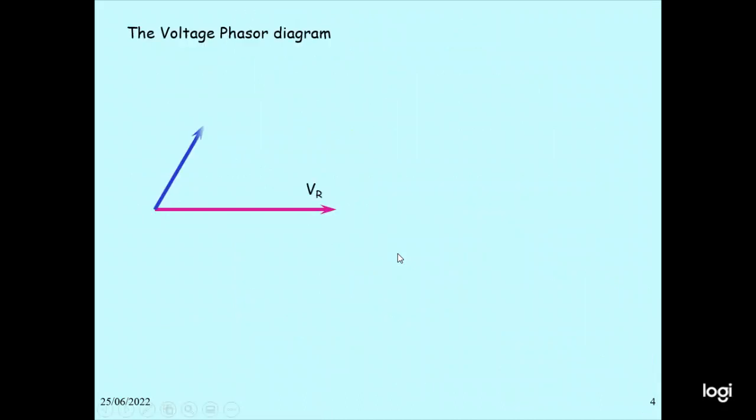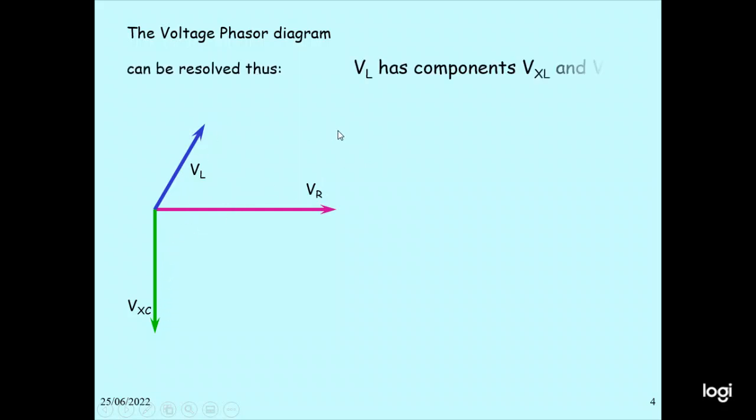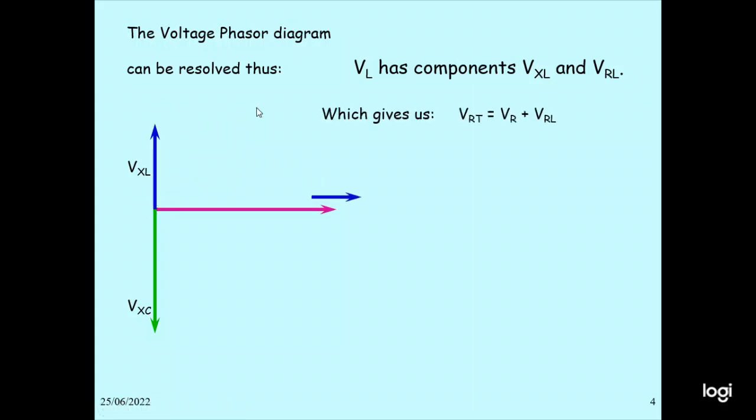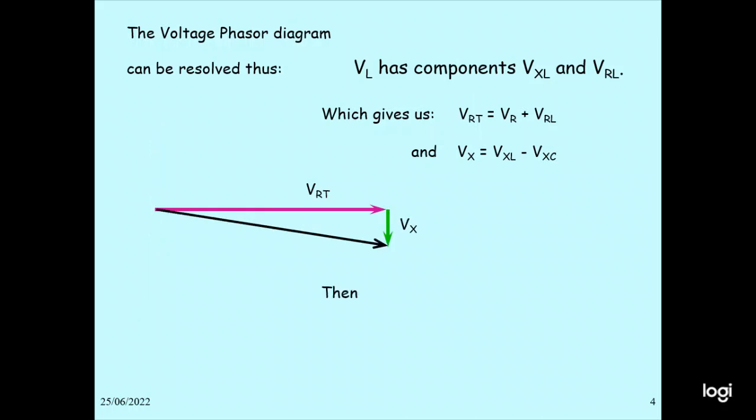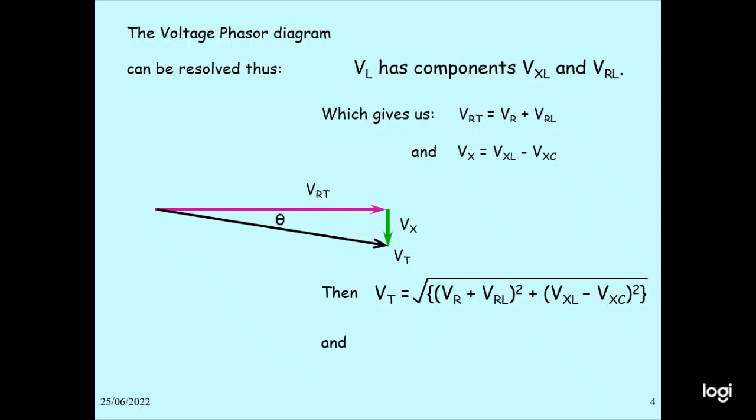The voltage phasor diagram. So in this case, you can see VR, the voltage across the resistor, VC, the voltage across the capacitor, VL, the voltage across the inductor. It can be resolved. So firstly, VL has components. VR is in phase, and VX is VL minus VC. So this is VS. Then you combine: V equals the square root of VR square plus VL minus VC the whole square. So this is the way we can draw the voltage diagram. And this angle is tangent inverse VX by VR.